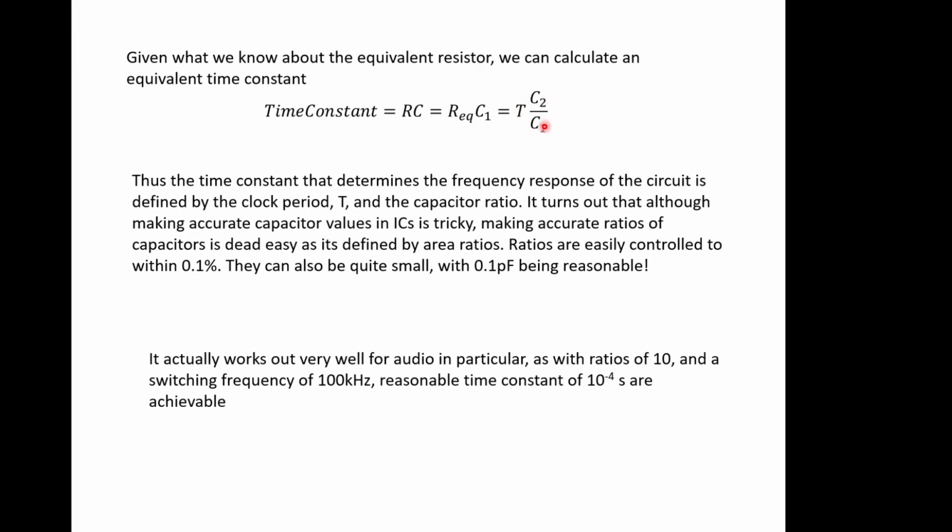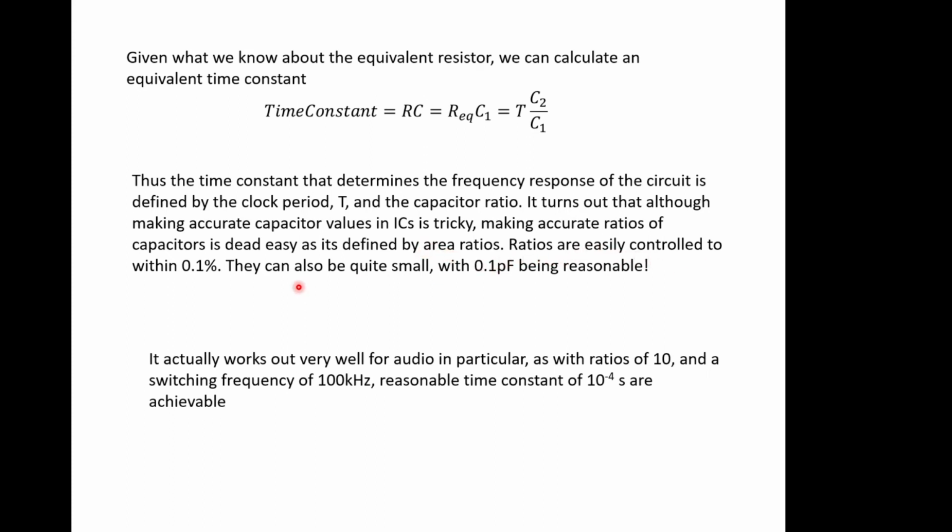And that's the important part here as well. It's not the absolute values of these capacitances that are important, it's the ratio. And it turns out that making accurate capacitor values in ICs is tricky. So making an absolute value of capacitor is tricky, but making accurate ratios of capacitors is really easy, because it's just defined by area ratios. And so the quality of the dielectric in between, as long as it's the same on the same piece of silicon, is not important. It's just to do with areas, and defining areas on ICs is dead easy. It's what it's all about.